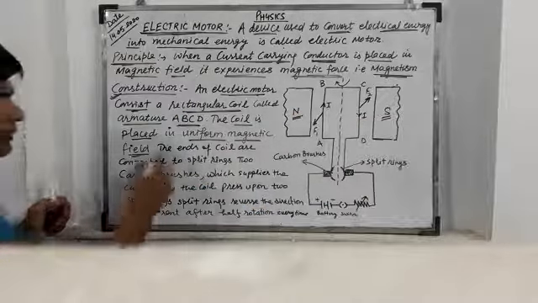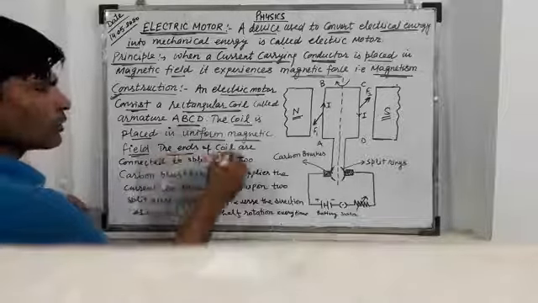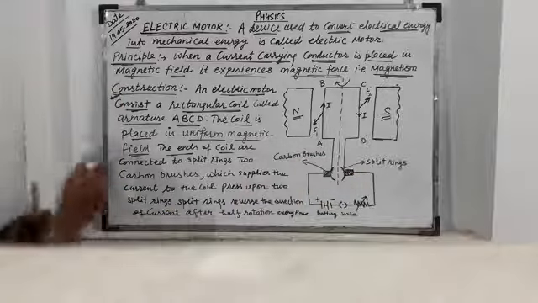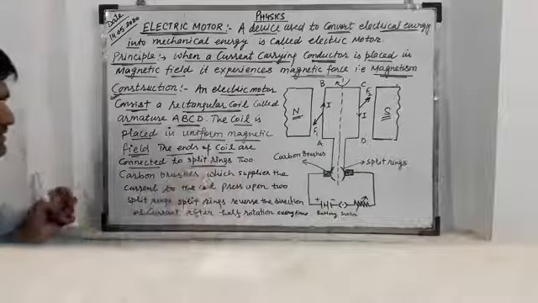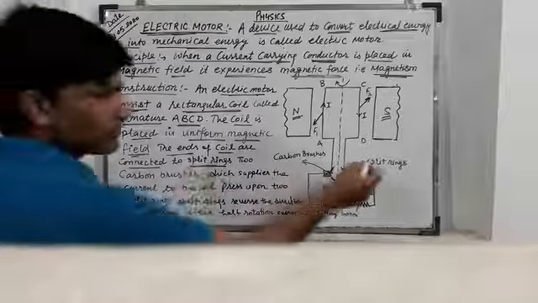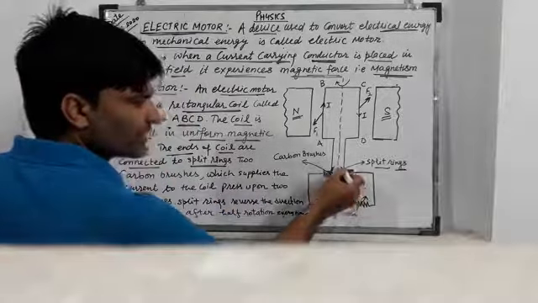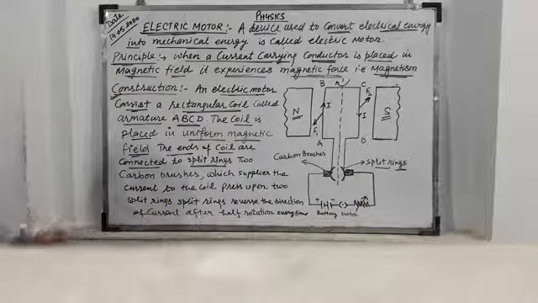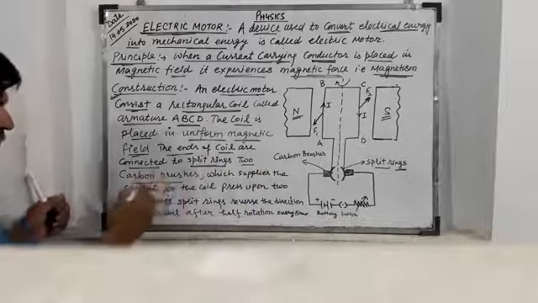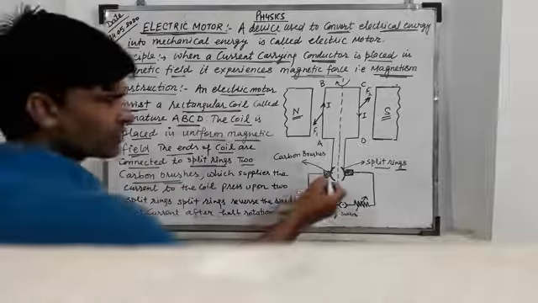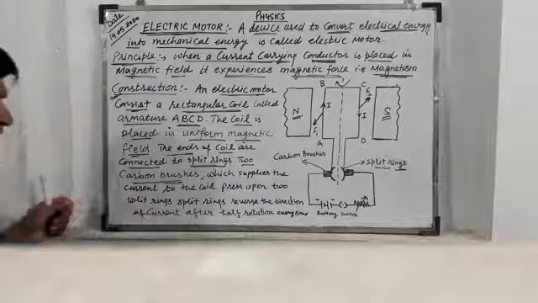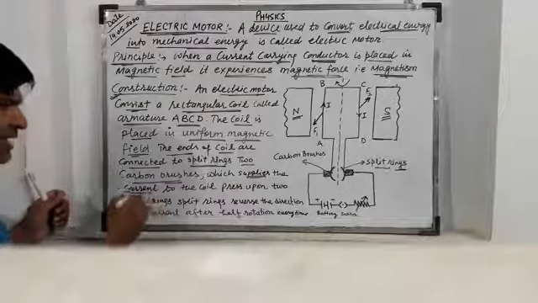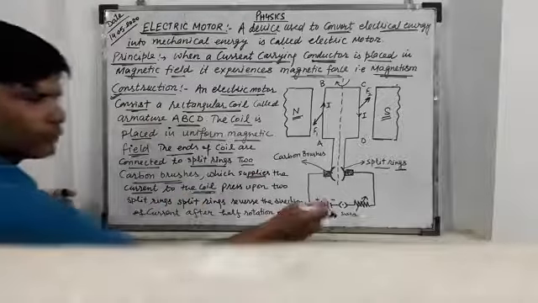Now the ends of the coil are connected to split rings. One is this and another is this. Now the two carbon brushes, one on this side, another on this side, supply the current to the coil from the battery.